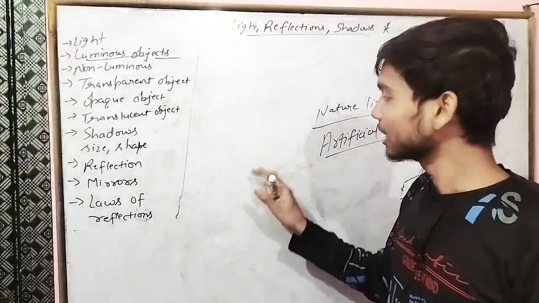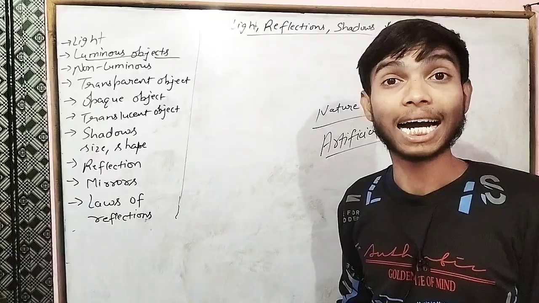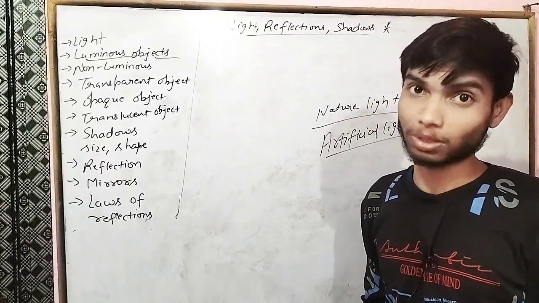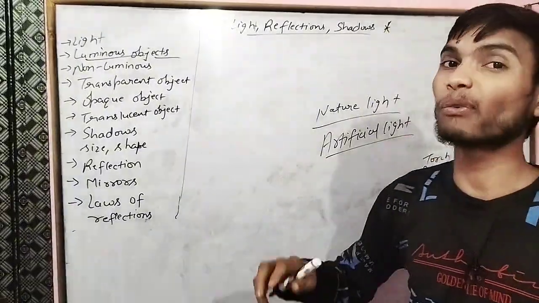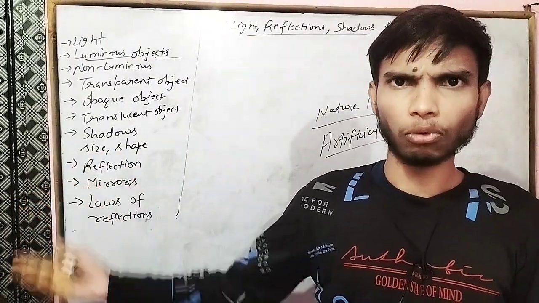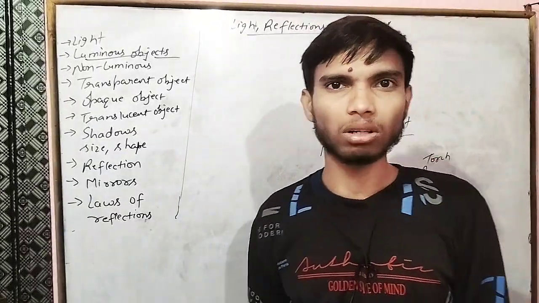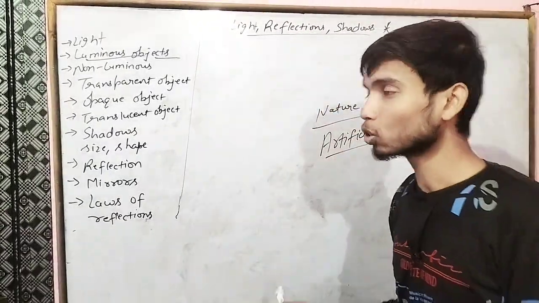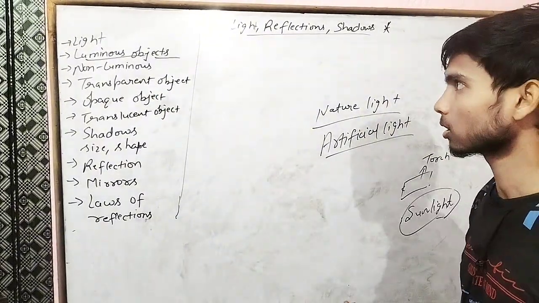Examples are this board, this light. We are examples of non-luminous objects. A house is an example of a non-luminous object. This window, anything that cannot emit its own light, will be named as a non-luminous object. Clear?